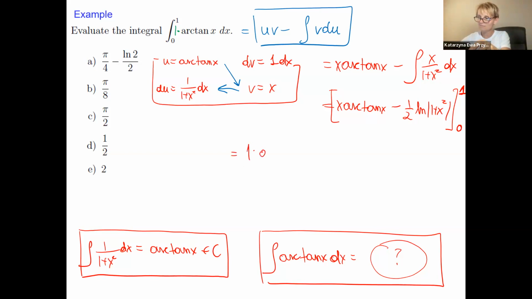Let's see, arctan of 1 minus 1/2 ln of 1 plus 1, which is 2. And then for 0, actually it will be 0, right? Arctan of 0, 1/2 ln of 1. ln of 1 is 0. That means this is 0. Arctangent of 1. Tangent for what angle is 1?